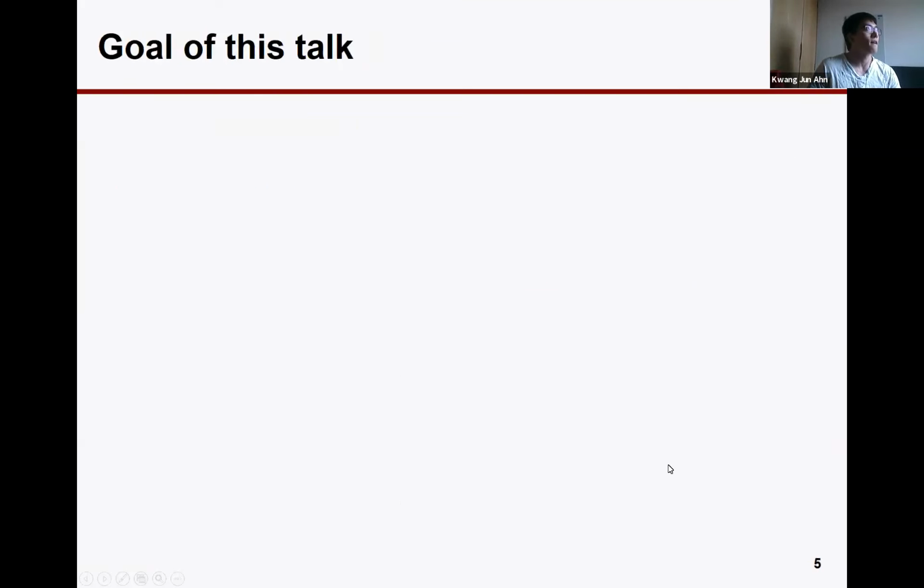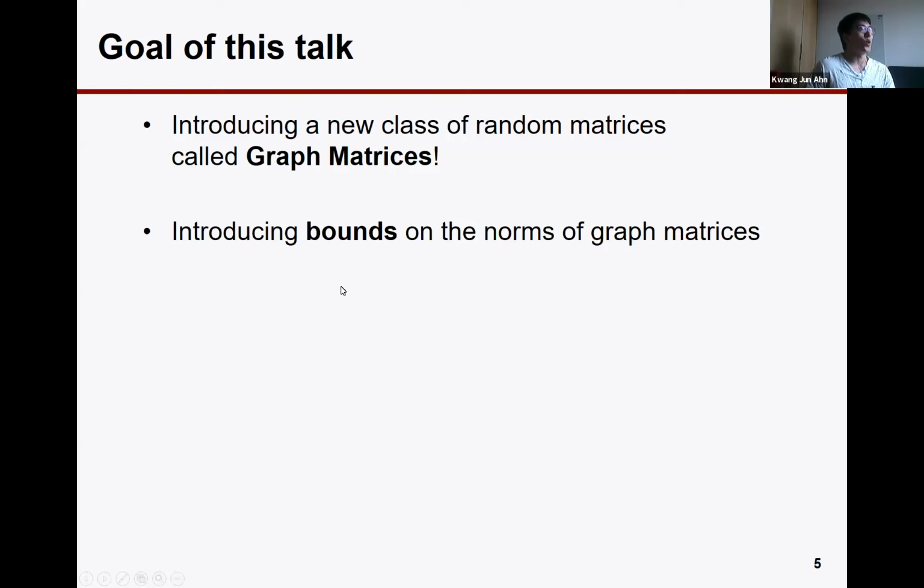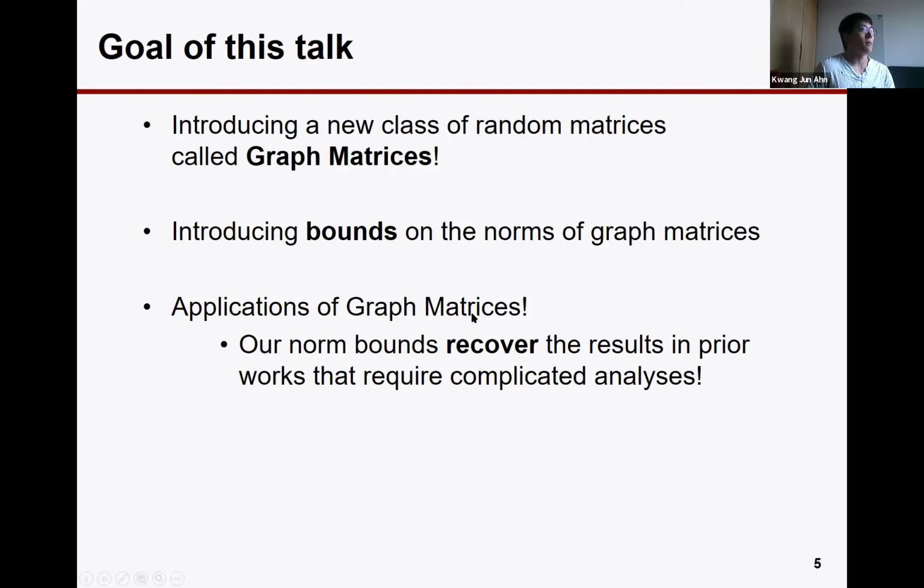Okay, so given this motivating example, the goal of this talk will be about formalizing all of this. We're gonna first introduce a new class of random matrices called graph matrices, and our main results will be norm bounds on such graph matrices. It turns out that applications of those norm bounds capture or recover the known results in the prior works, which actually requires some complicated analysis, whereas here, if we use graph matrices, we can come up with the norm bounds really in a simple manner.